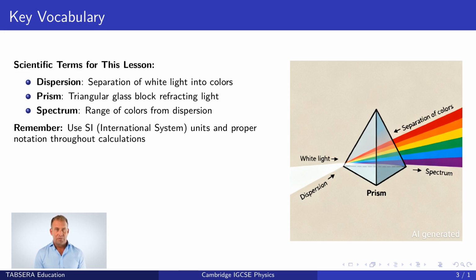Second, prism, which means a triangular glass block that refracts light. The triangular shape causes light to bend twice, once entering and once leaving the glass. Third, spectrum, which means the range of colours produced by dispersion, typically showing red, orange, yellow, green, blue, indigo, and violet in that order. Understanding these terms precisely is crucial for examination success.